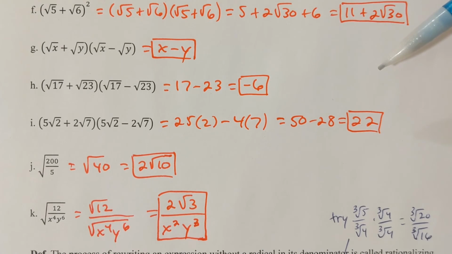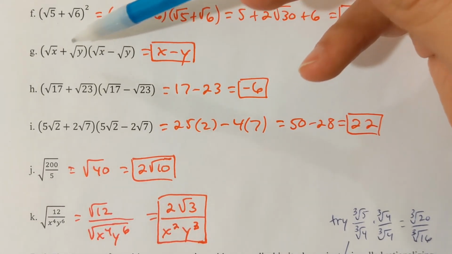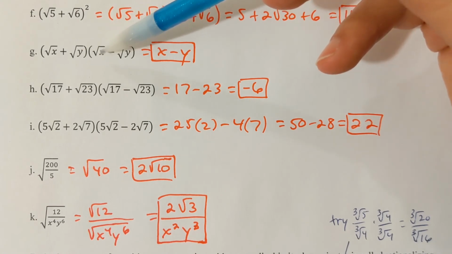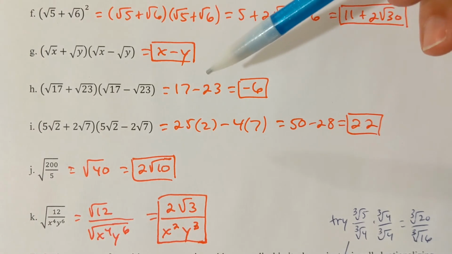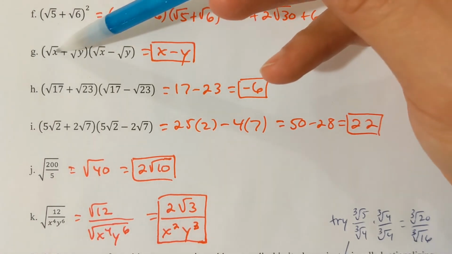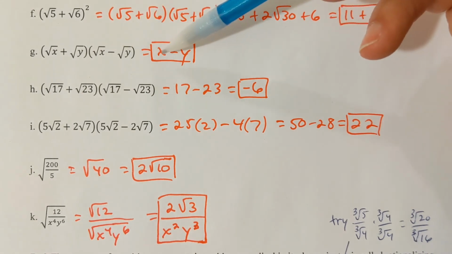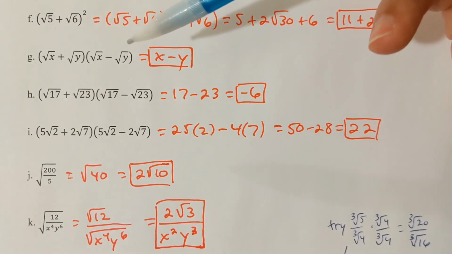Okay. Part G. The square root of x plus the square root of y times the square root of x minus the square root of y. Well, I'd FOIL this out, right? The square root of x times the square root of x is x, right? The square root of a number times the square root of that same number is always that number that was the radicand. Now, the signs alternate here, so the middle term is going to go to 0, right?